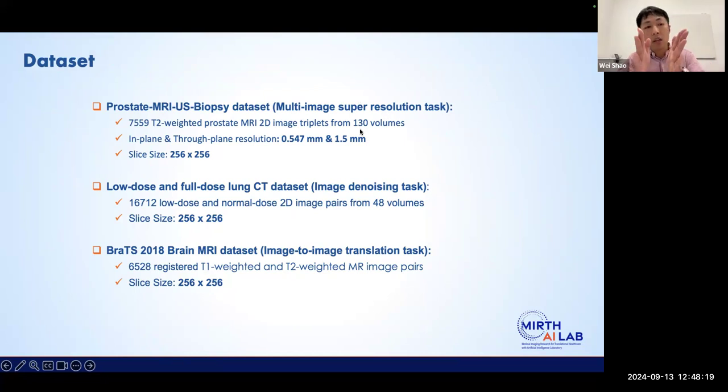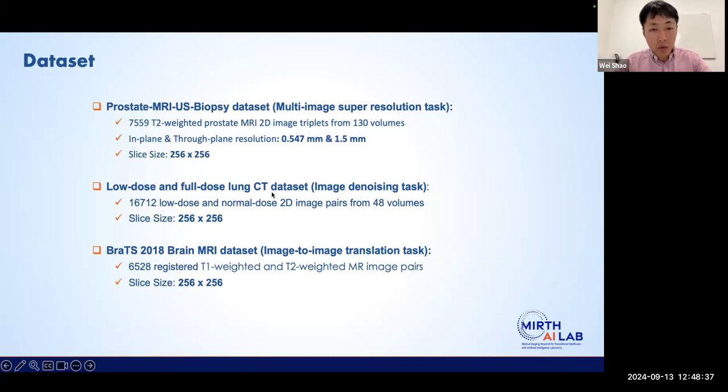Image super resolution is the task of predicting the slices missing in between 2D slices in 3D, to improve the through-plane resolution of my imaging data. Another task is CT image denoising.